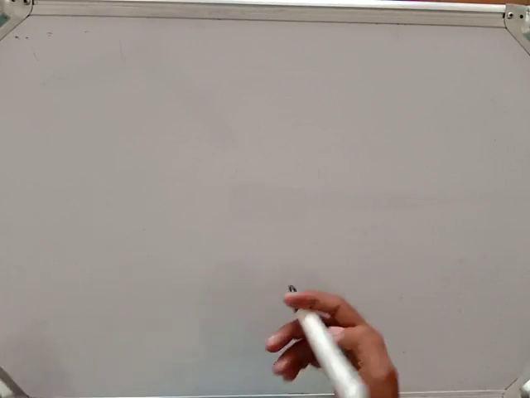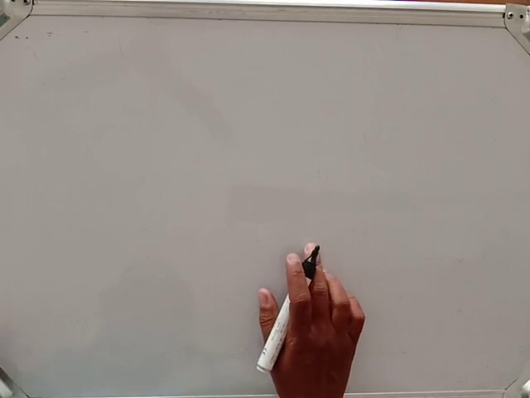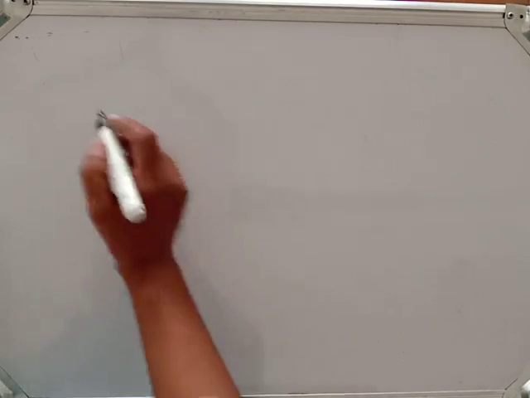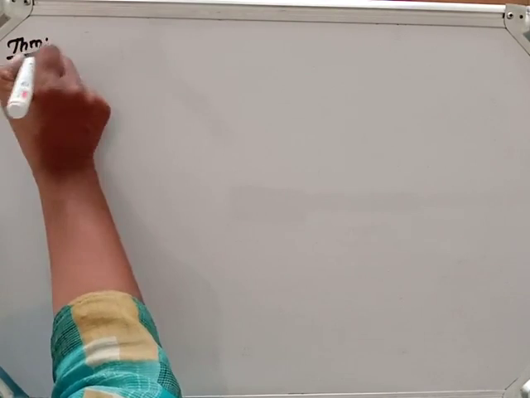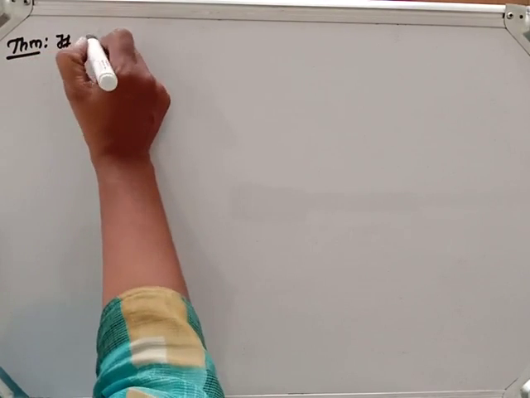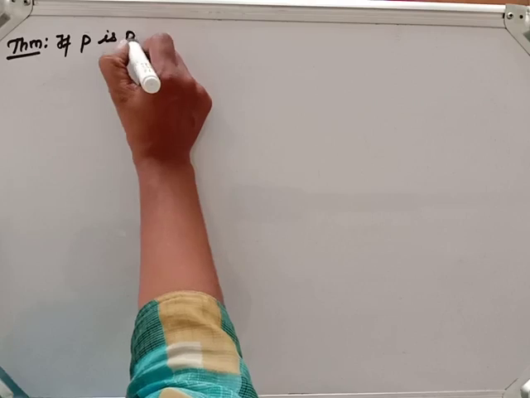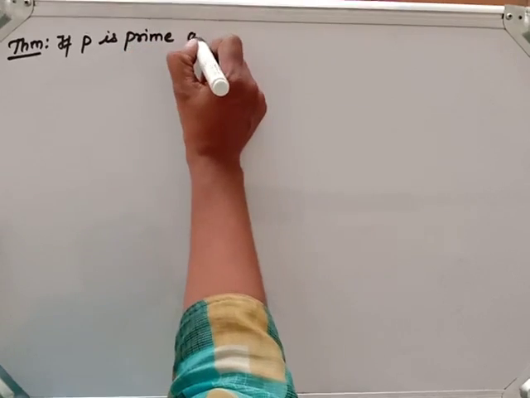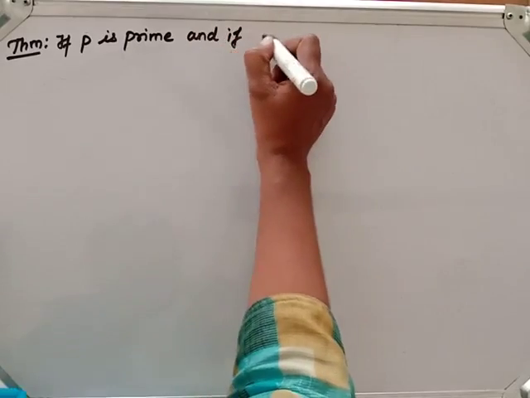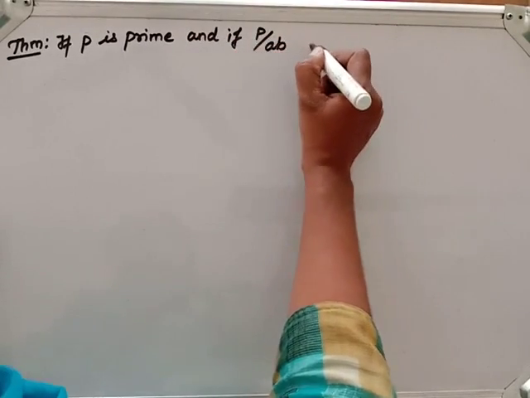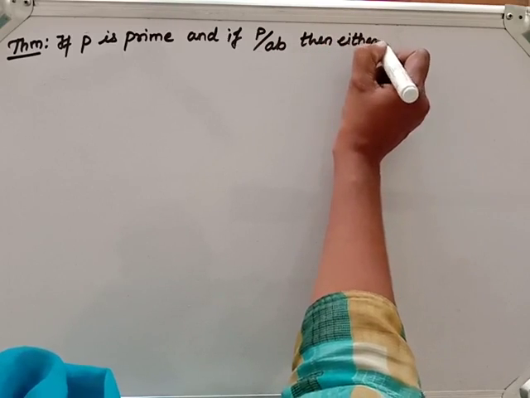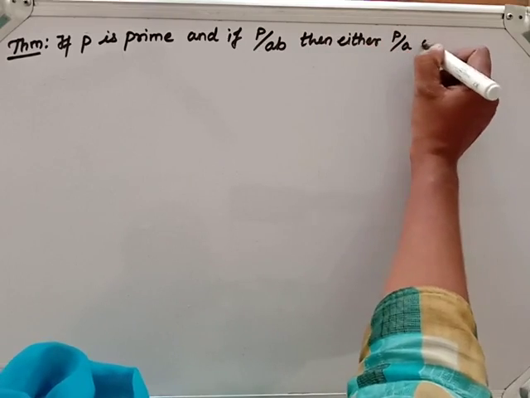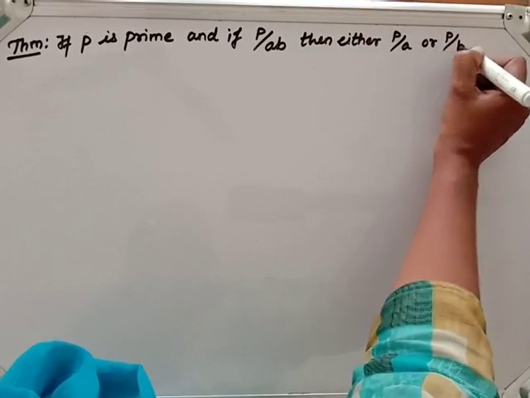Students, now let's continue with the properties of prime and composite integers. In the previous video we have seen the definition of prime and composite integers. So now let me take the first theorem in that. The statement of the theorem says, if P is a prime and if P divides AB, then either P divides A or P divides B.